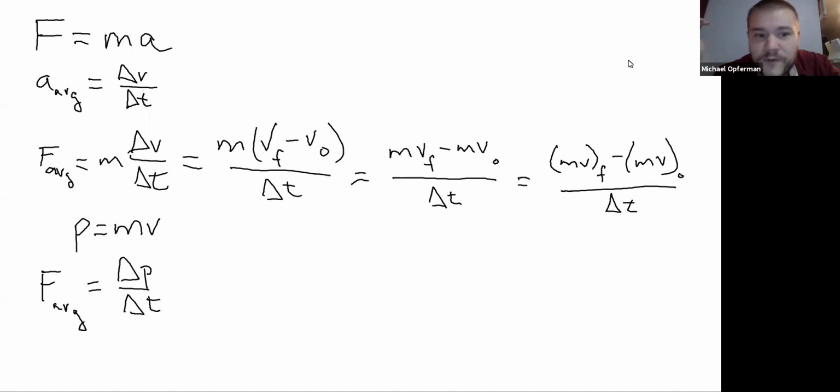The price you pay for that is that now you have to work in this quantity called P instead of working in the traditional variables of motion: position, velocity, acceleration. Now you're working in P as the main property of an object's motion. So what is this quantity?